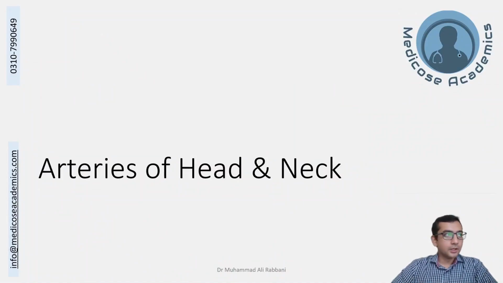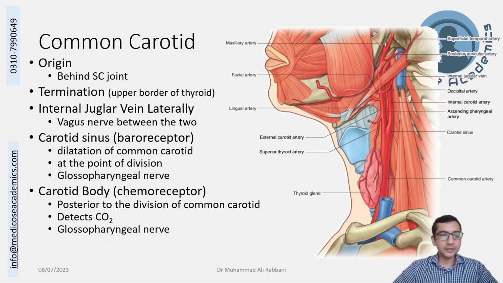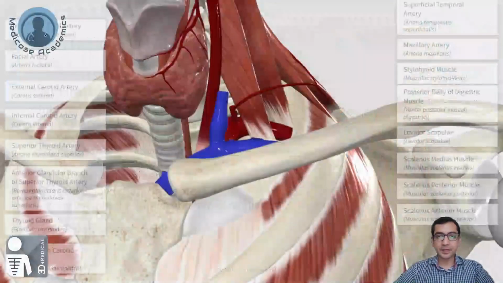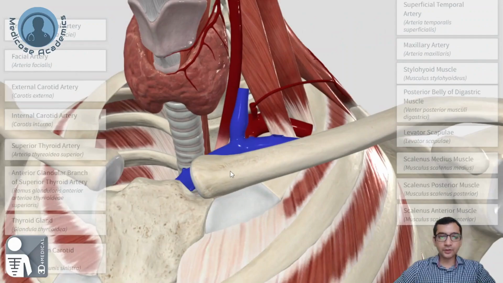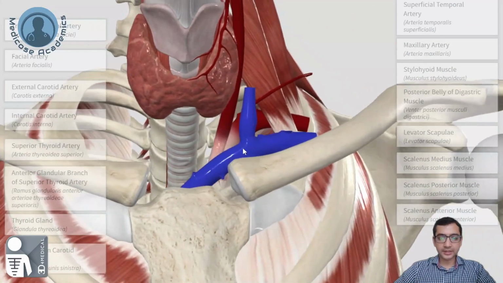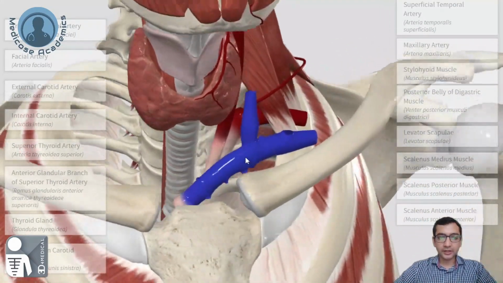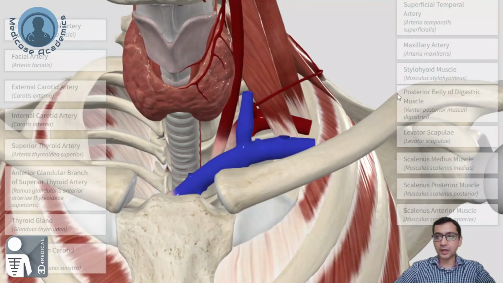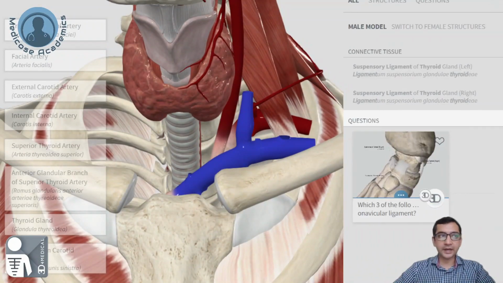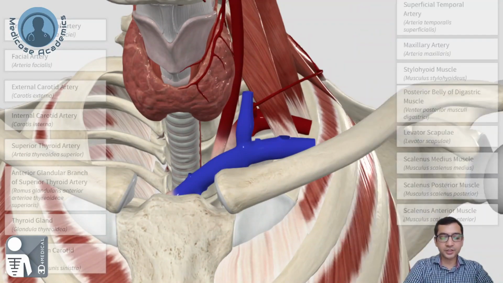Okay, let's discuss the common carotid artery. Let me move back to the 3D model, then I will summarize right here. If we look at the common carotid artery, I'm showing on the right side, left side. On the left side, it is an independent branch of the arch of the aorta. Let's add the things to our picture.